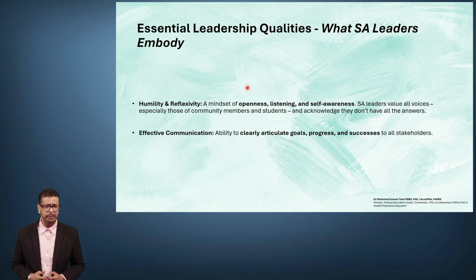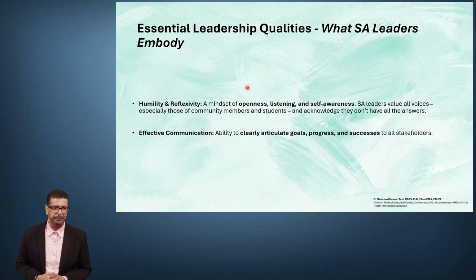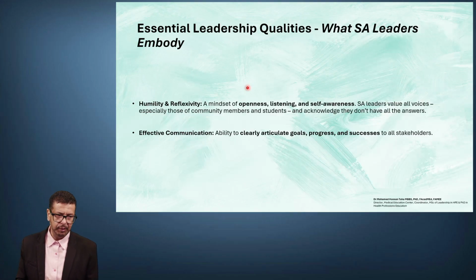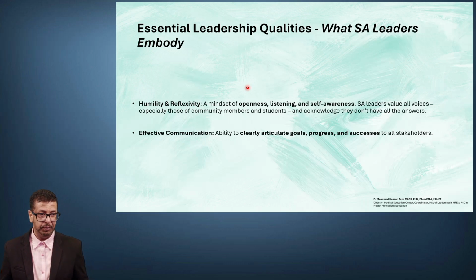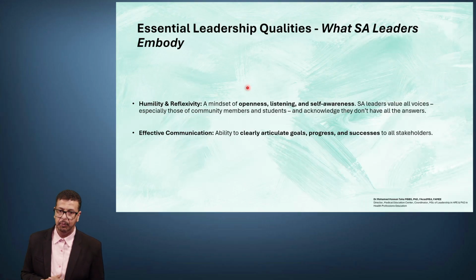They should also have a mindset of openness, listening, and self-awareness, and this is related to humility and reflexivity. Socially accountable leaders should value all voices equally, especially from the community members and students, and acknowledge that they don't have all the answers as a leader. They should have effective communication, with the ability to clearly articulate goals, progress, and success with the stakeholders.